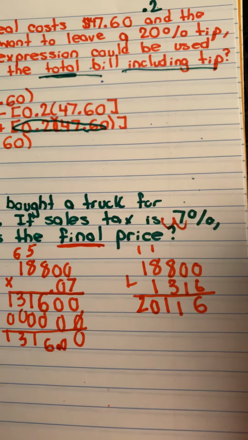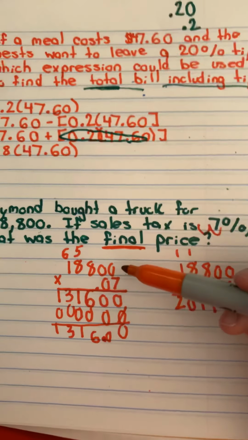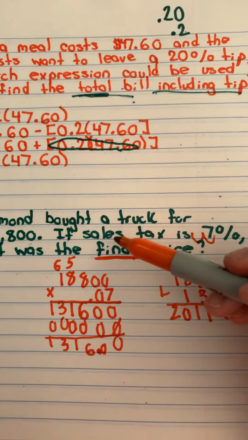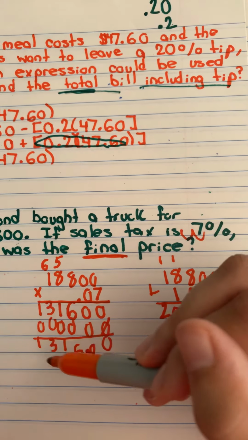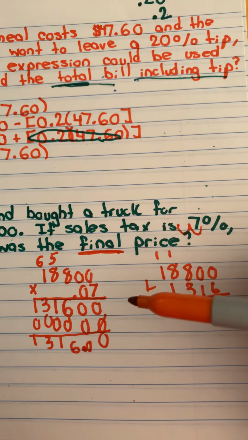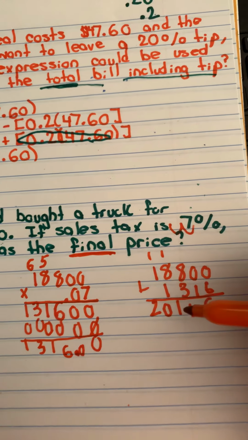And my total price for the truck is $20,116. Because again, this is the base price of the truck, but you always have to pay tax on your things. So if it's 7% tax, I know that's 7% of the 18,800. So now I add the base of the truck plus the tax, which gives me my total final price.